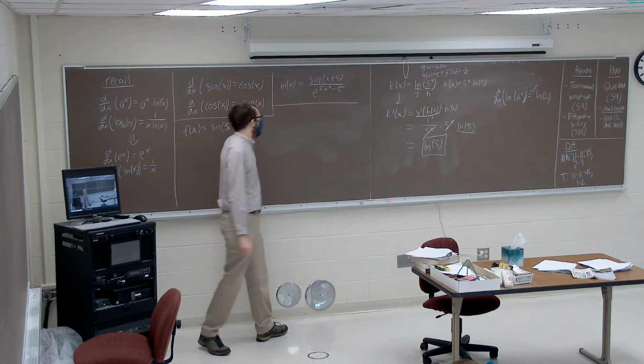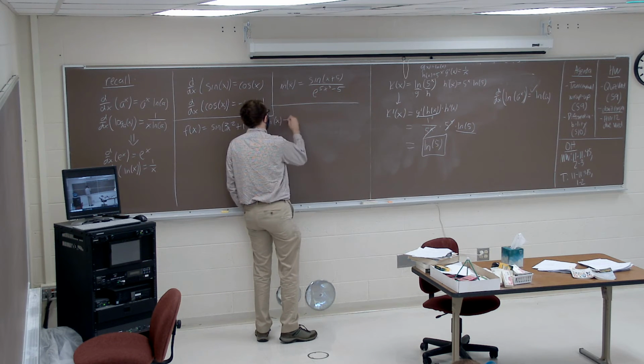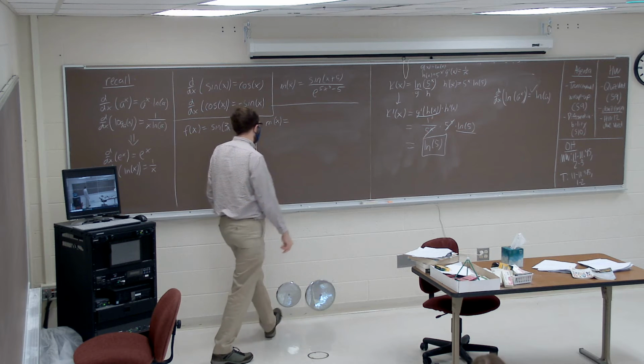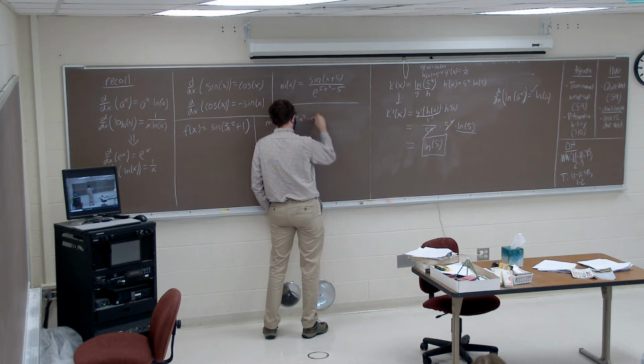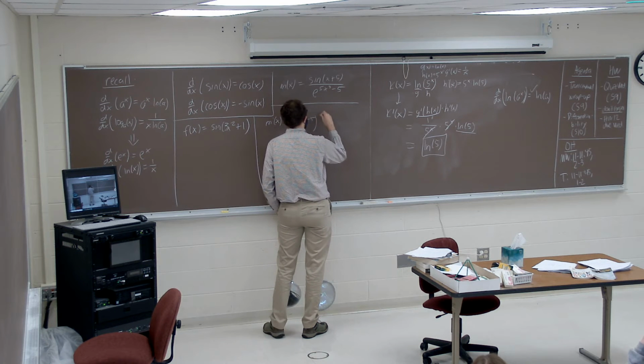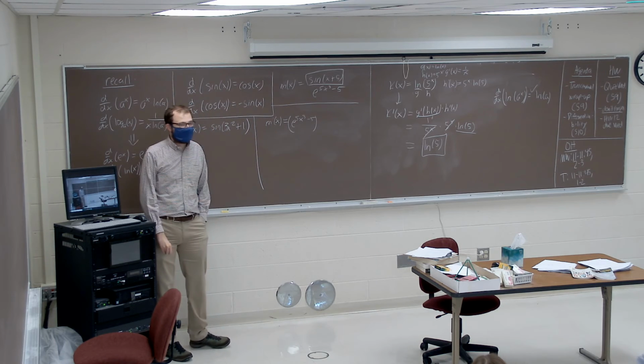I'm on board with that. So let's try and use the quotient rule in this thing. It's going to tell us we'll get low d high minus high d low, over low squared. What's the derivative of sine of x plus 5 going to be?